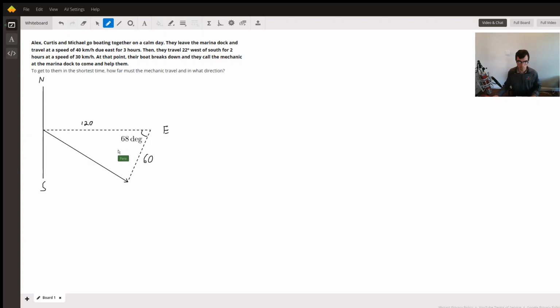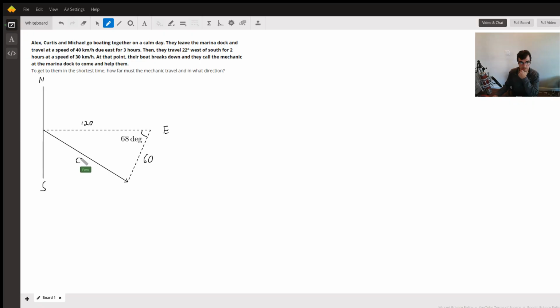All right. So we have this 68-degree angle. We have these two distances. And we have to find how far must the mechanic travel to them from their starting point, and in what angular direction. So the first thing we can find here with the cosine rule is the distance. For the cosine rule, we have to start labeling a few things.